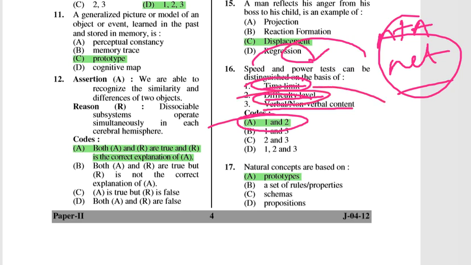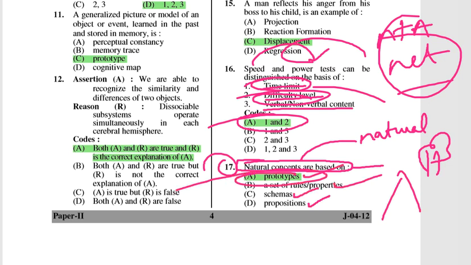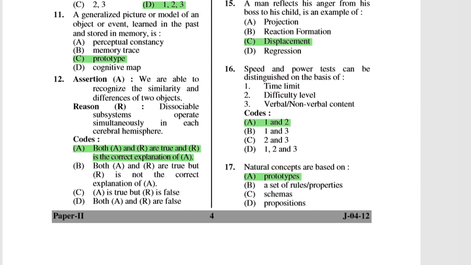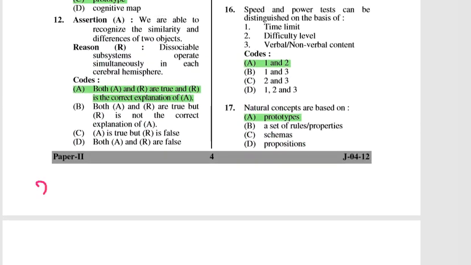And the last question for today's lecture is question number 17. Natural concepts are based on whatever natural concepts you know. So this is a tree, this is a natural concept. This is a mountain. So what is it based on? Is it based on propositions, schemas, a set of rules, or prototypes? The correct answer is A, prototypes. So these are the 17 questions we have covered from the June 2012 paper.